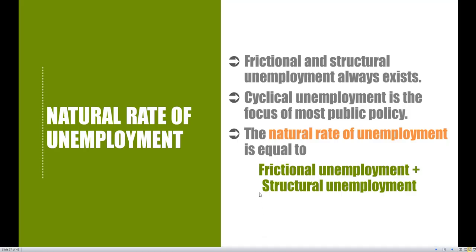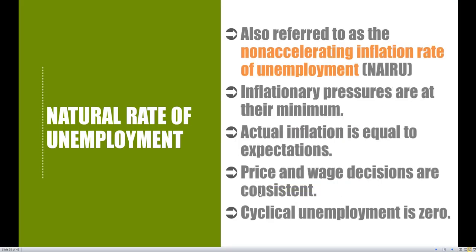So what also happens at the natural rate of unemployment? Another name that we can give to this is the NAIRU, the non-accelerating inflation rate of unemployment. Very long-winded. We typically won't use this too often. We'll stick with full employment. But at this natural rate of unemployment, inflationary pressures are at the minimum. Actual inflation is equal to expectations, price and wage decisions are consistent, and as we noted, cyclical unemployment is equal to zero. So essentially, everything within the economy is moving very smoothly, and we are good to go. We're at our happy little place.